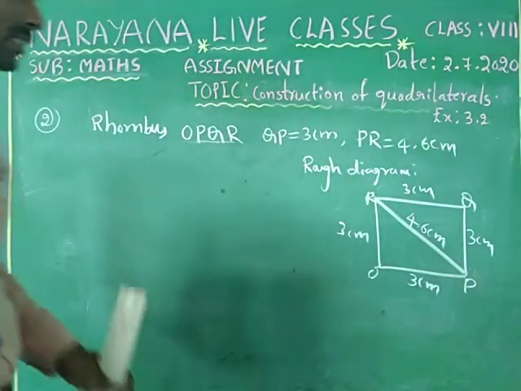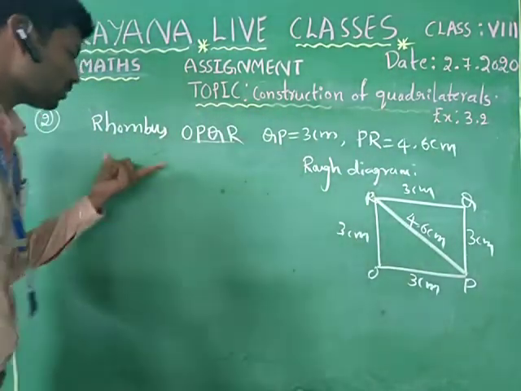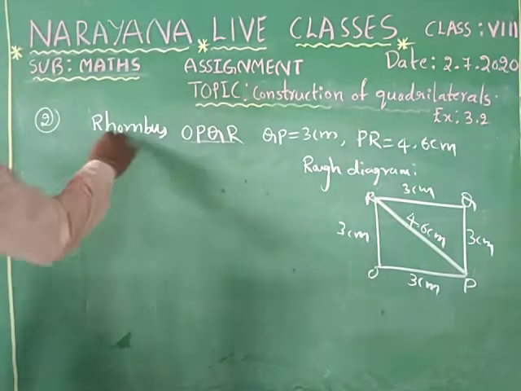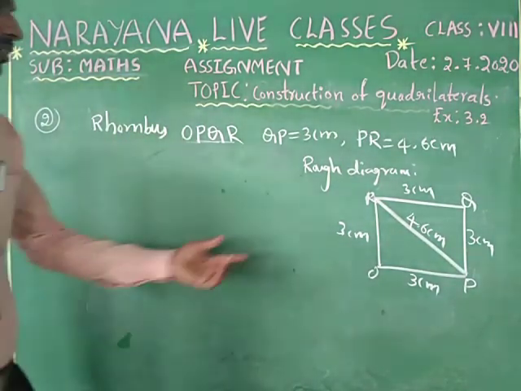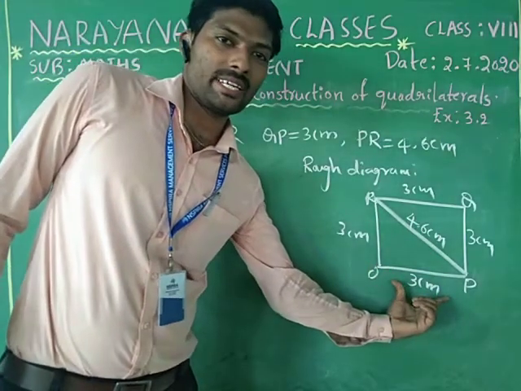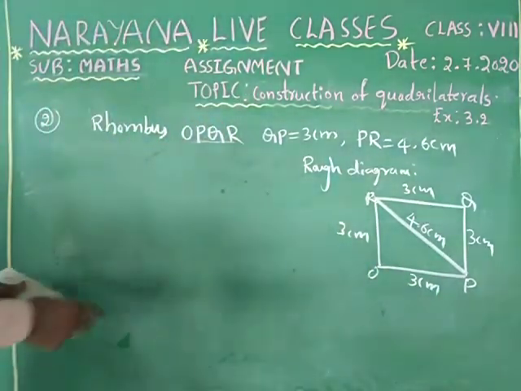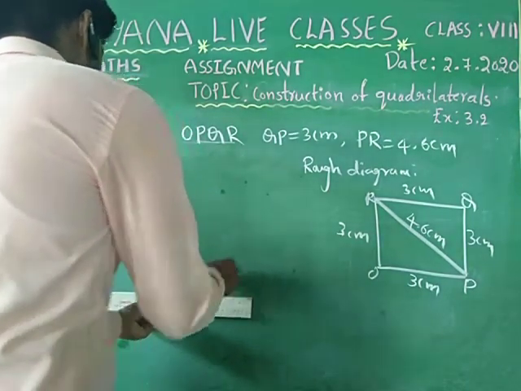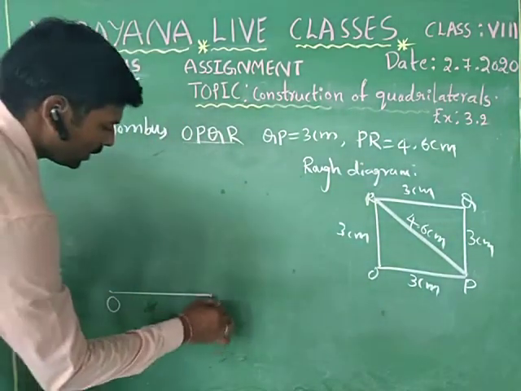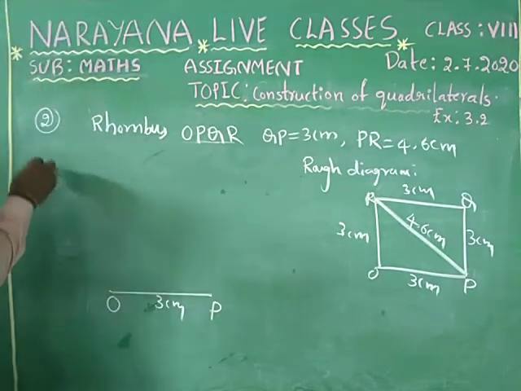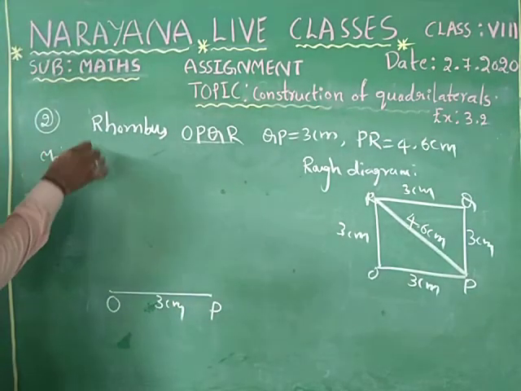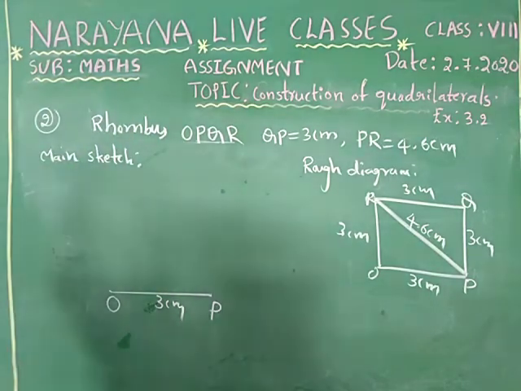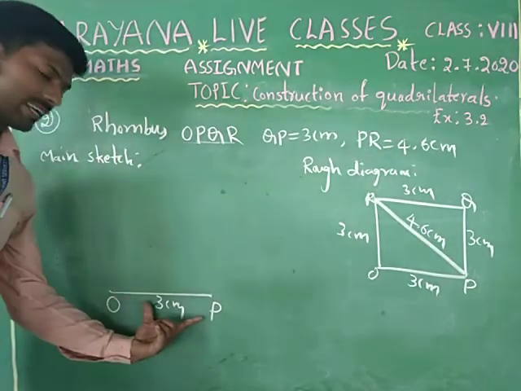Next, for these measurements, you have to draw the main construction. Construct rhombus OPQR. In this case, you have to take OP as the reference line segment. Draw a 3 centimeters line segment. So OP is 3 centimeters. This is the main construction. So we have completed the line segment.